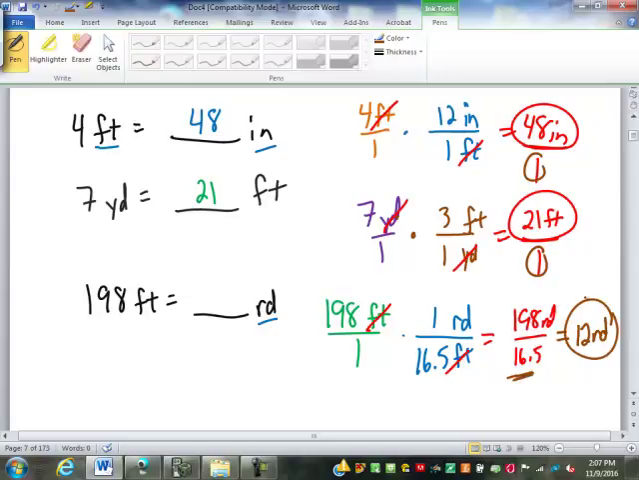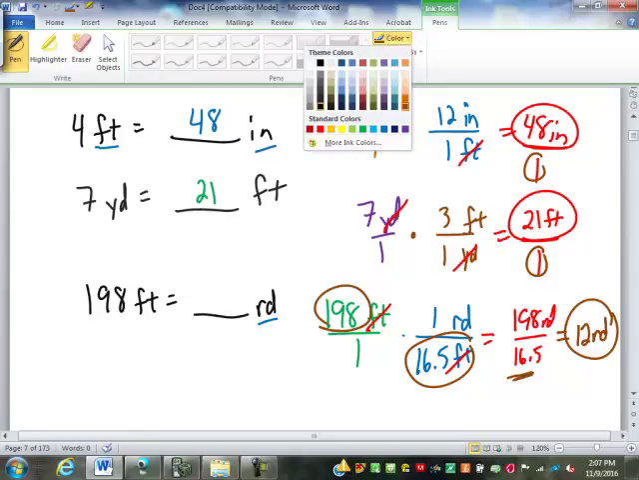You could have seen there, as we're doing this, that since the 198 is on top and the 16.5 is on bottom, you're going to multiply by the 16.5. So if you see that pattern, you can just go ahead and do that instead of multiplying across and dividing it out later.